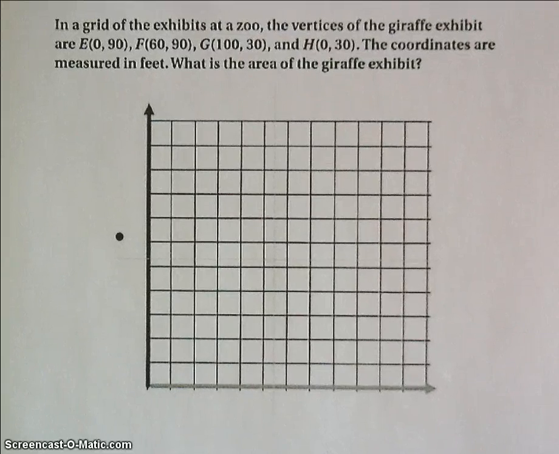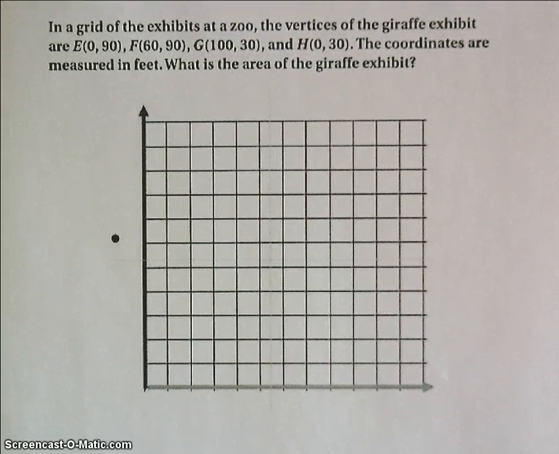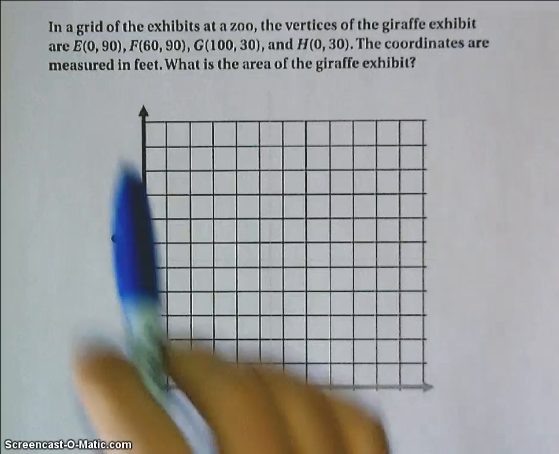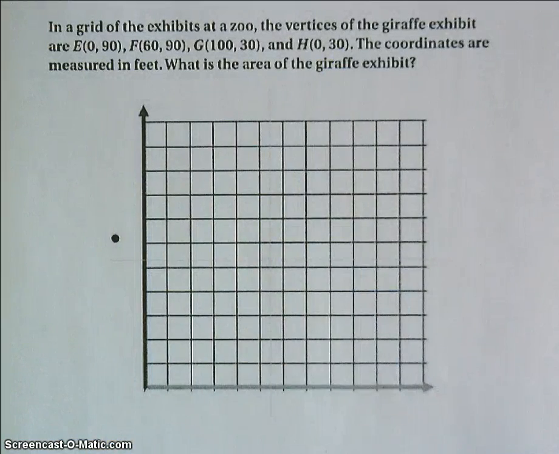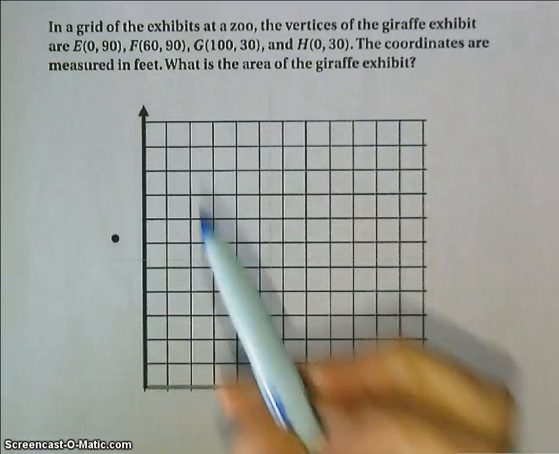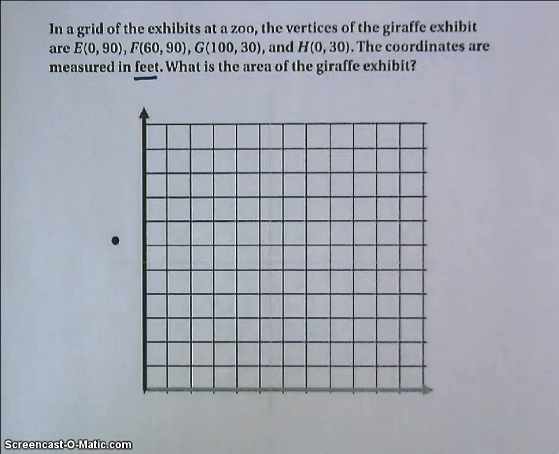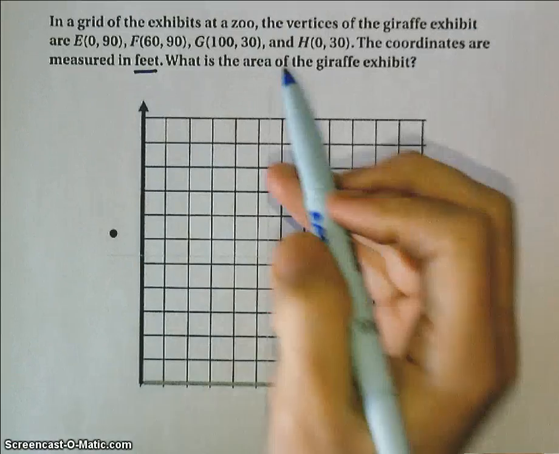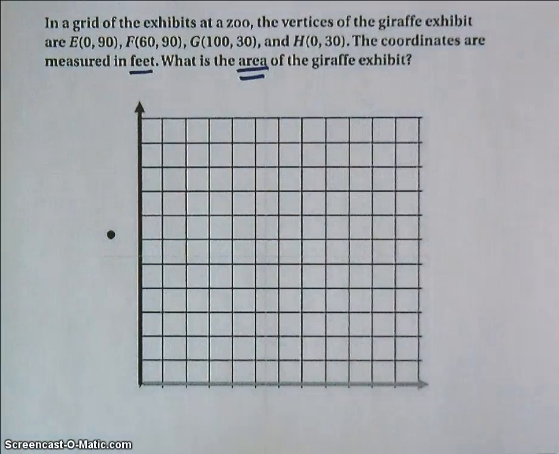Okay, for our last example, it says, in a grid of the exhibits at a zoo, the vertices of the giraffe exhibit are those 4 ordered pairs. The coordinates are measured in feet. So now instead of units, we actually have a unit that we're worried about. What is the area of the giraffe exhibit?